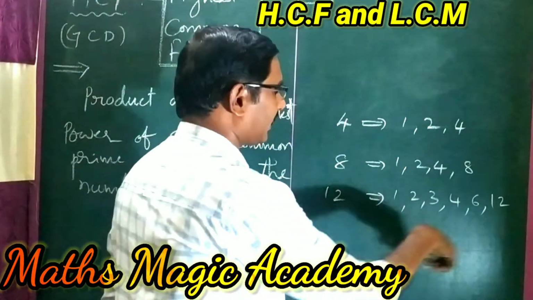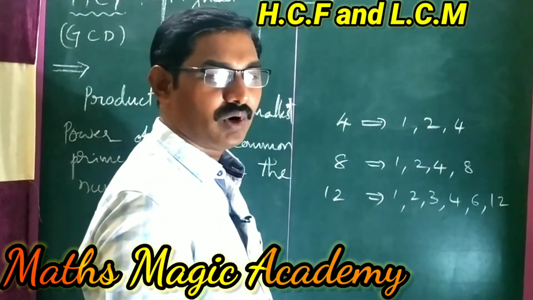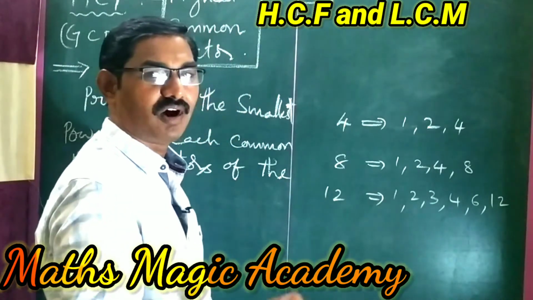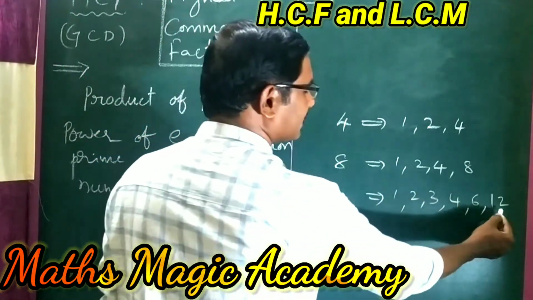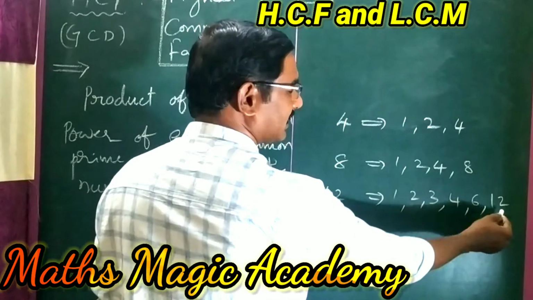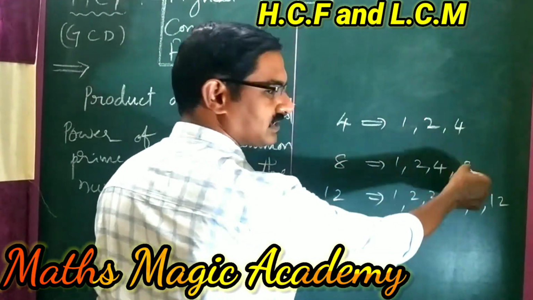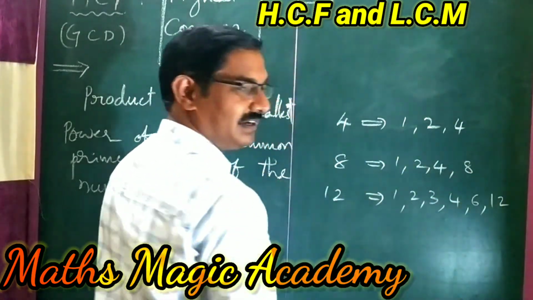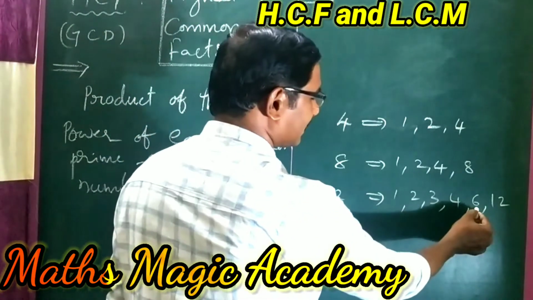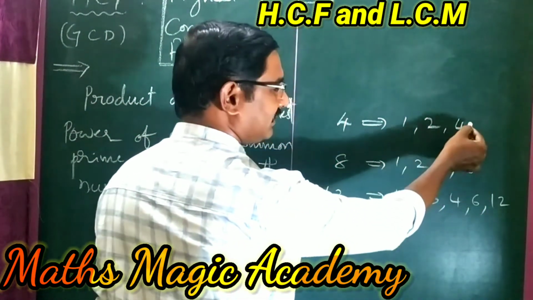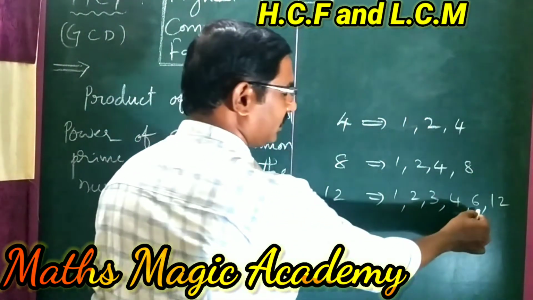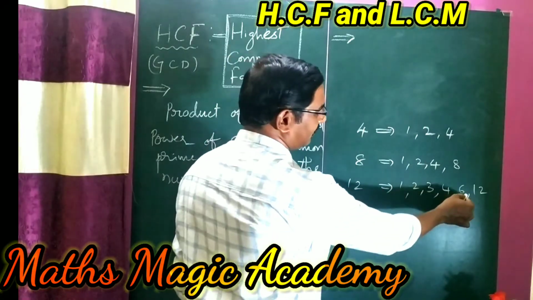In all these factors, what is the highest and common? Here the highest number is 12. Is 12 common in all of these? No. So 12 is not the highest common factor. Now 6 is not present here, so it is also not the highest common factor.